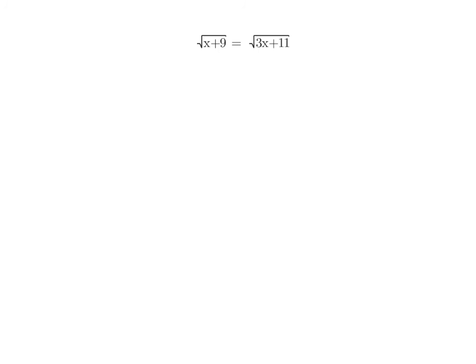Since both sides of the equation are just radical expressions, that has been done. The radical expressions are not being multiplied, divided, or have anything being added or subtracted to them. So my first step is going to be to square both sides of my equation to eliminate the radicals. When I do that, I'm left with the equation x plus 9 is equal to 3x plus 11.